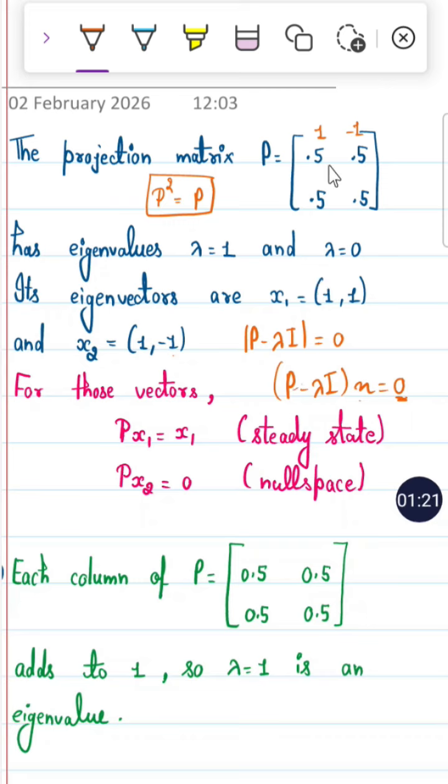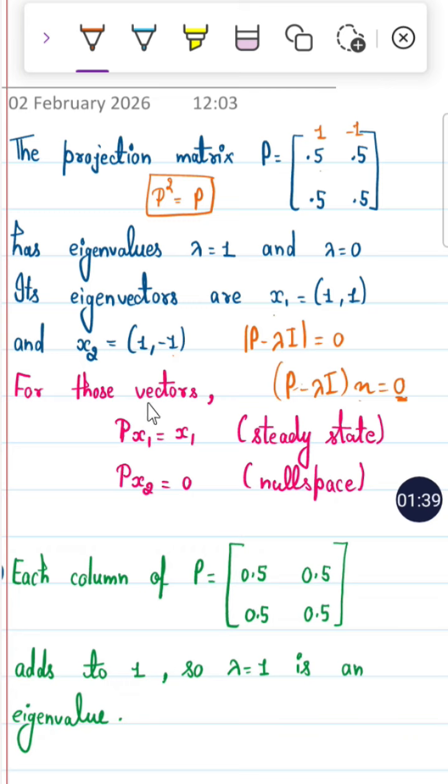For the second eigenvector, we take P minus lambda I with lambda equals 1, so it will give 0.5 minus 1, which is minus 0.5, and this will also be minus 0.5. So we will take x as (1, 1), and it will give 0, right?